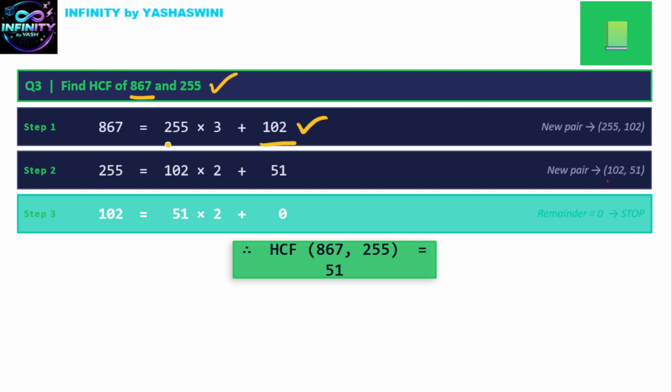Now the new pair becomes 255 and 102. Now divide 255 by 102. Now the new remainder is 51. Again you have to divide till you get 0. In the last step, whichever is the divisor, that becomes the HCF of the given numbers. So the HCF of 867 and 255 is 51.